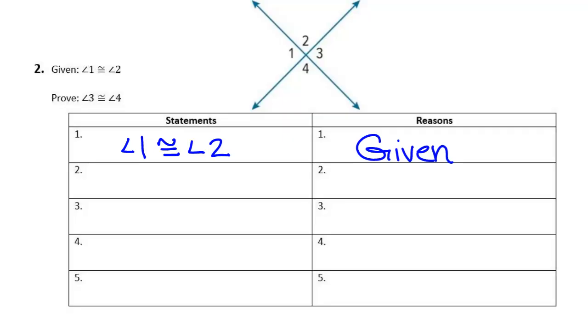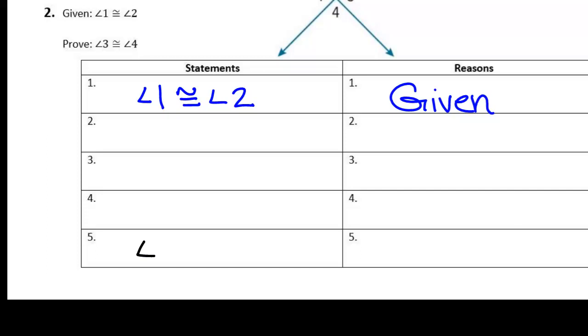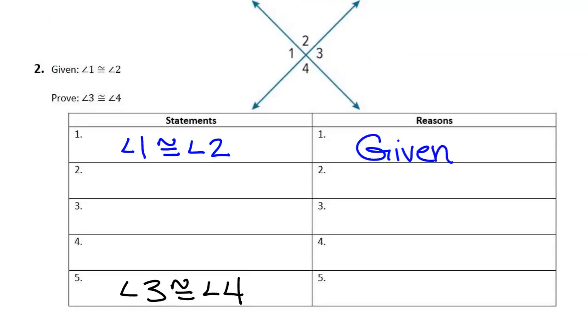Angle 3 is congruent to angle 4. And where are we going to put that? In step 5, statement 5. Angle 3 is congruent to angle 4. Don't know why I can say that yet. I won't know until I get here to step 4 and I see what's different. All right. So I'm starting with angles 1 and 2 and it says they're congruent. And somehow I'm supposed to get to angles 3 and 4.